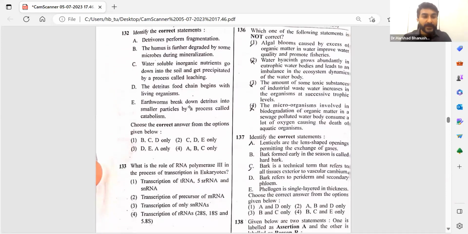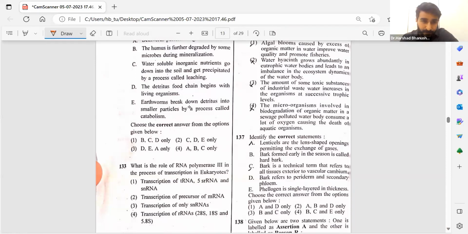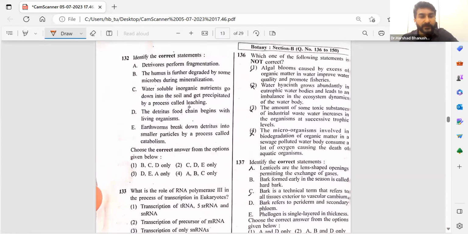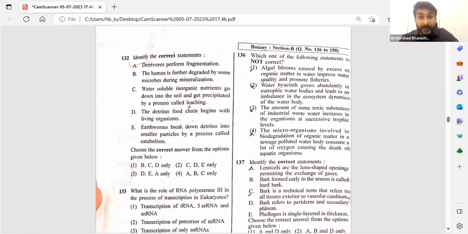Identify the correct statement. Detritivores perform fragmentation. Yes, they do. They perform the process of fragmentation. So statement A is the correct statement. The humus is further degraded by some microorganisms by mineralization, correct. Water soluble inorganic nutrients go down in the soil and get precipitated by the process of leaching.